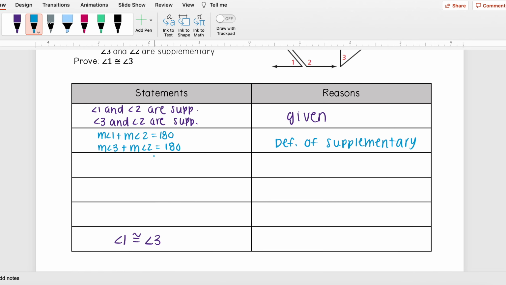And so now I need to see, okay, I'm given these two equations. Somehow I want to combine them, and I want to get rid of those angle 2's. So how can I combine them? Well, I see that they're both equal to 180. And so that means that those two are equal to one another. So since they're both equal to the same thing, that means that measure of angle 1 plus measure of angle 2 is equal to measure of angle 3 plus measure of angle 2. And that's going to be my transitive property.